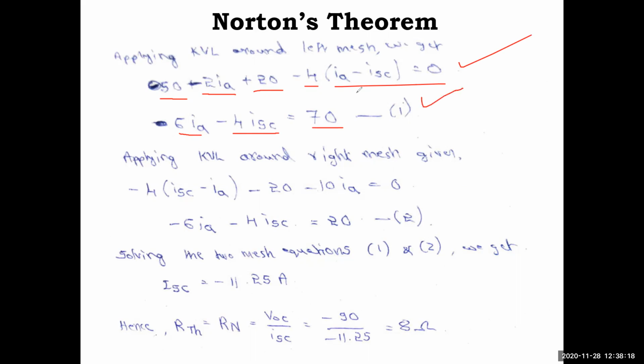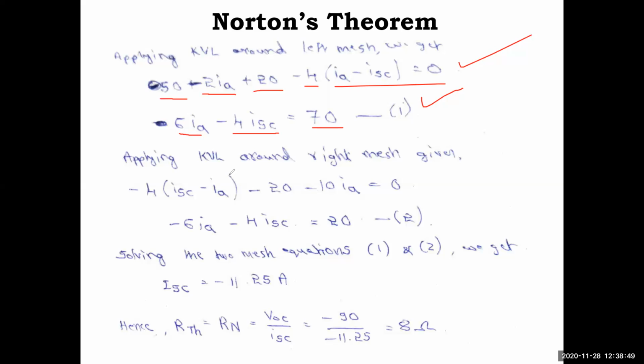You can write one more step if you are confused. I am familiar with solving many meshes, so I will write directly. Even if you are familiar, you can do this, but in case you need one more step, do that. So 50 plus 20 is 70, minus 6 IA plus 4 ISC is equal to 0. Then you take the current terms separately and the constant separately, and you get 6 IA minus 4 ISC equal to 70.